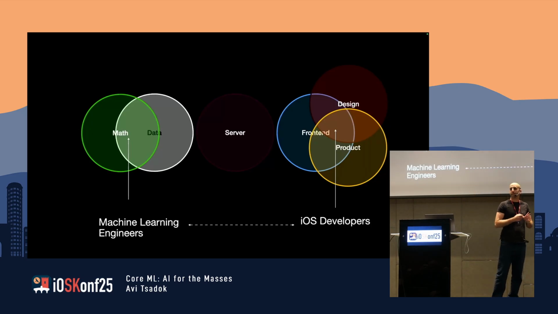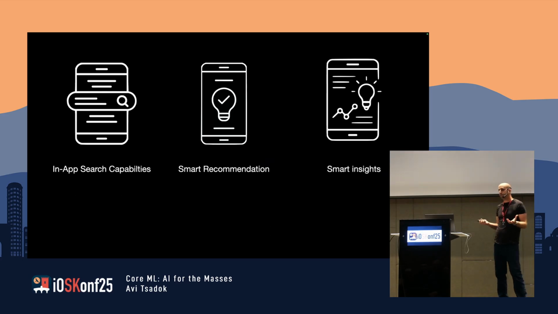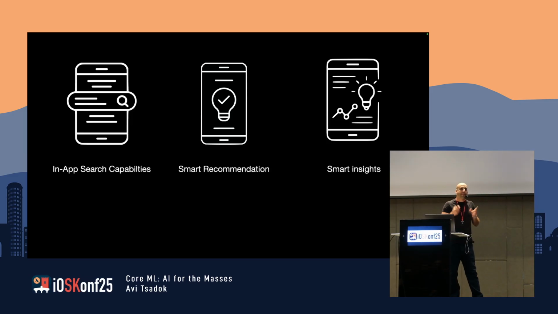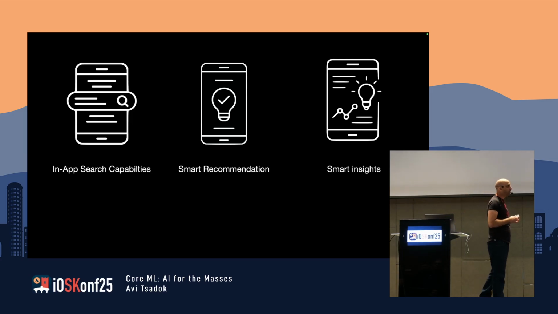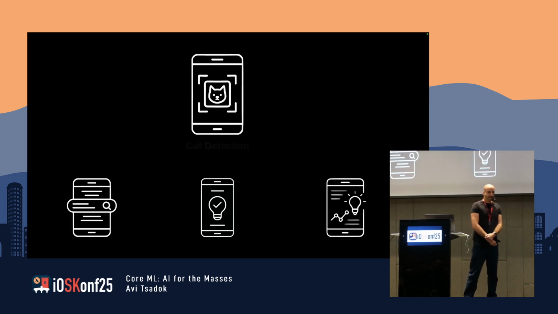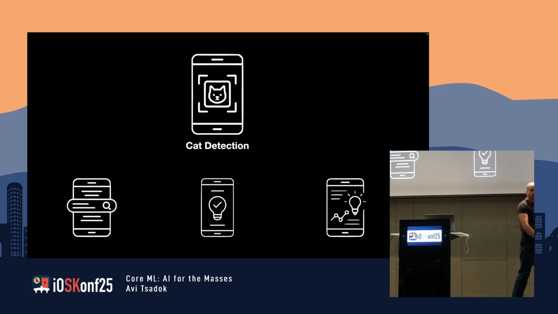But you know what? I don't buy that. We can do so many great things with machine learning on iOS. For example, we can enhance search capabilities. We can provide insights. We can recommend great content. But each time an iOS developer reaches out to the web and tries to learn what to do with machine learning on iOS, they see only one use case, and that's cat detection. You know that? It's always about detecting cats.